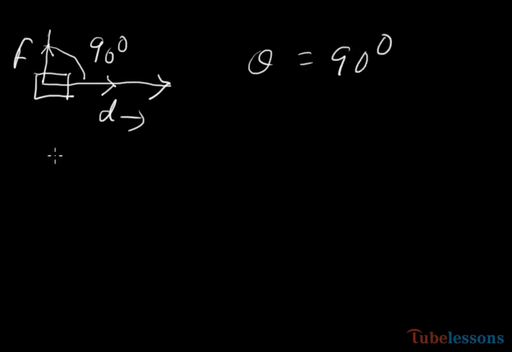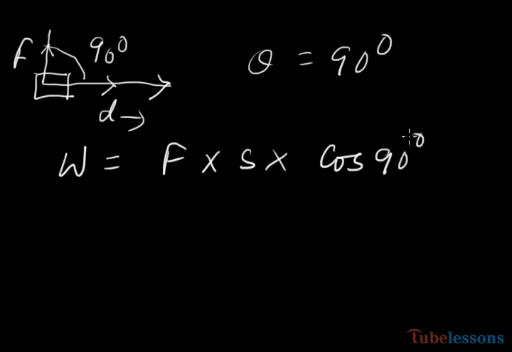Now what will be the work done in this case? W equals F into S into cos 90 degree. Here displacement is taken as S. That is equal to F into S into, cos 90 degree equals 0. That's equal to 0. So the work done will be 0 in this case.